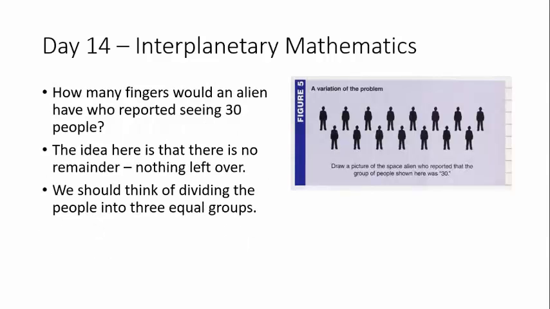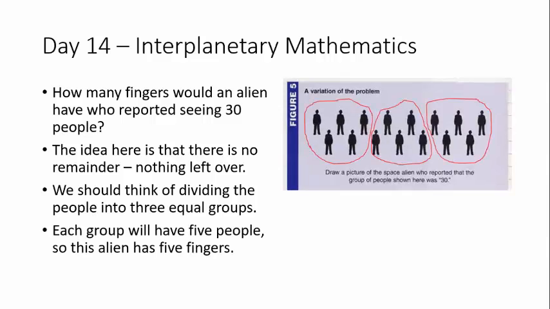We should think of dividing the people into 3 equal groups. Right here, I've drawn a ring around groups of equal size. Each group has 5 people. So the alien has 5 fingers. This would be 3 groups of 5 and none left over.